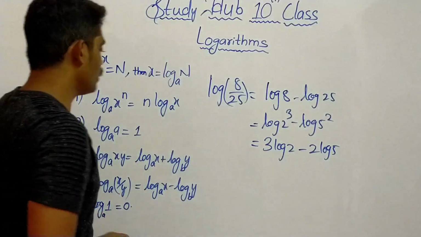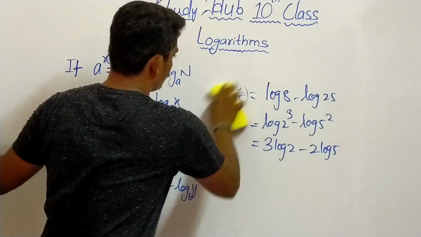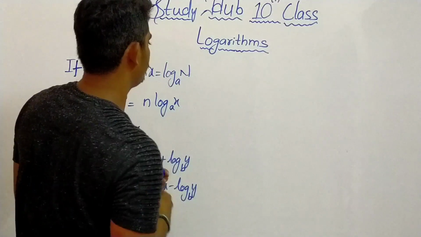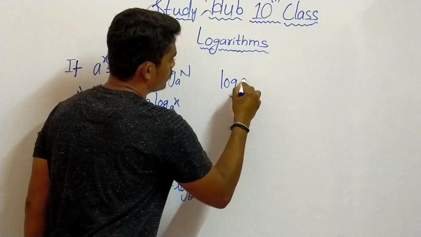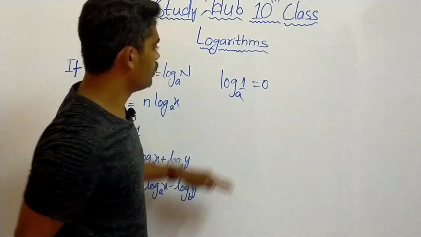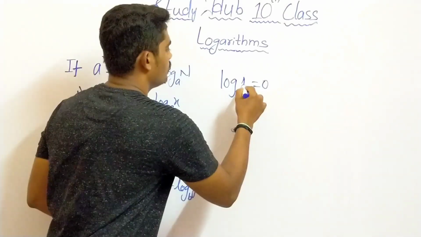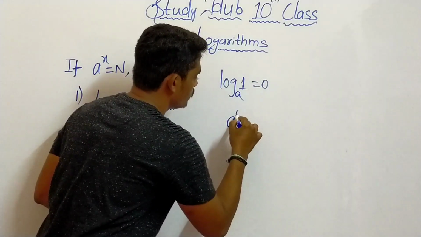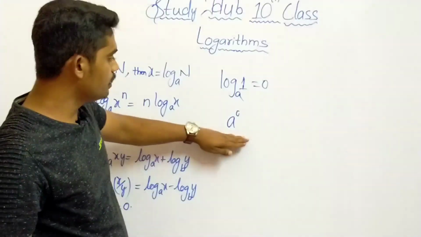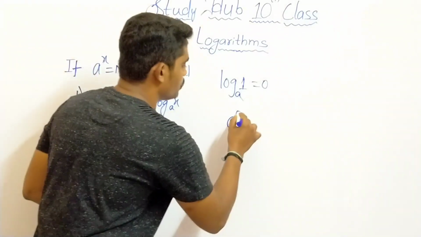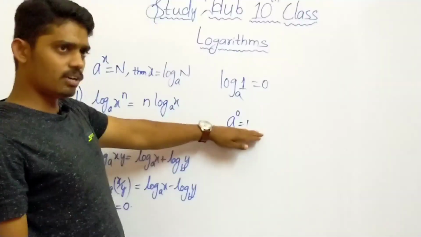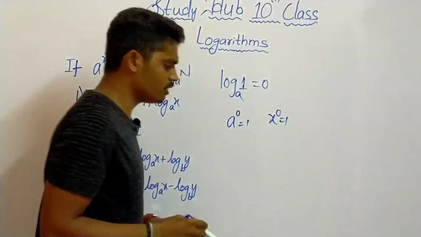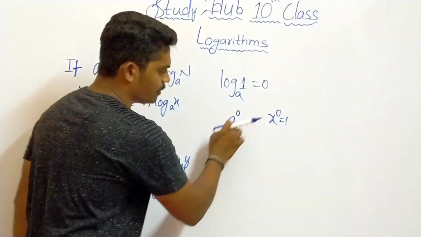And finally the last one, log 1 is 0. Always remember, log 1 value is 0. Let us see why. We already know that any variable with 0 in its exponent gives the answer 1. For example, we know from our childhood that x power 0 is 1, anything power 0 is 1. So the standard form is a power 0 is equal to 1.